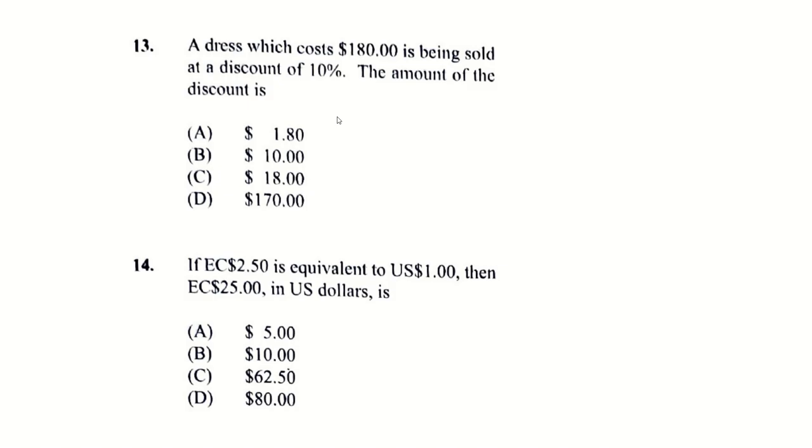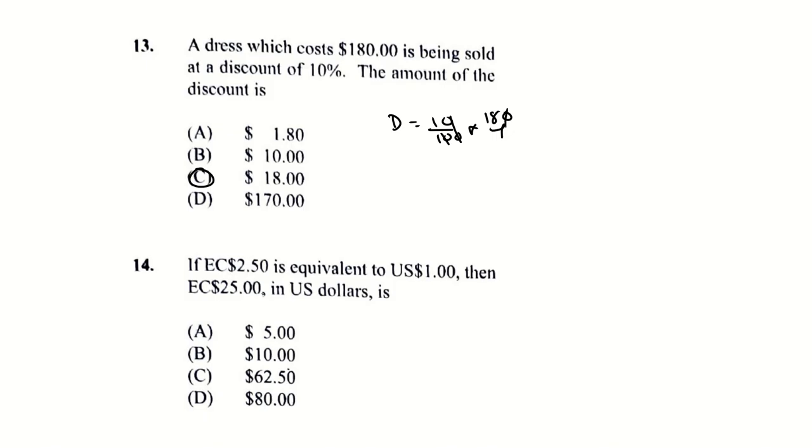The amount of the discount is, so they want to know the discount. My discount is 10 over 100 multiplied by 180 over 1, cross out, cross out, cross off, $18, it'll be C. If EC $2.50 is equivalent to 1 US. So 2.50 is 1 US.